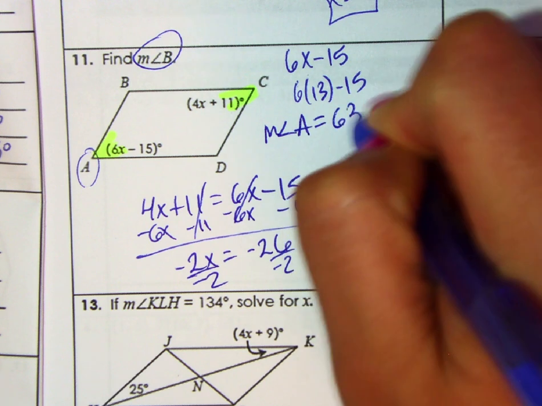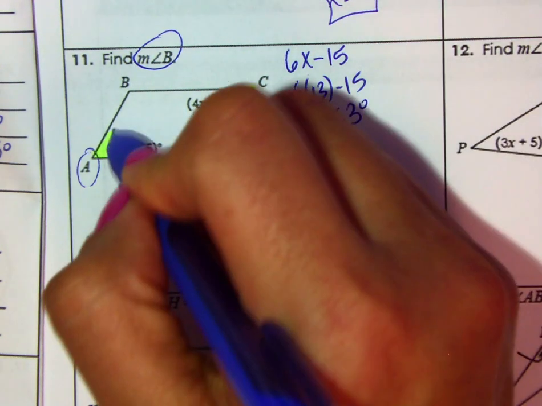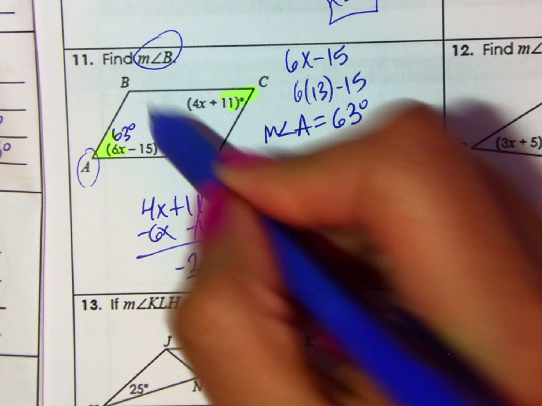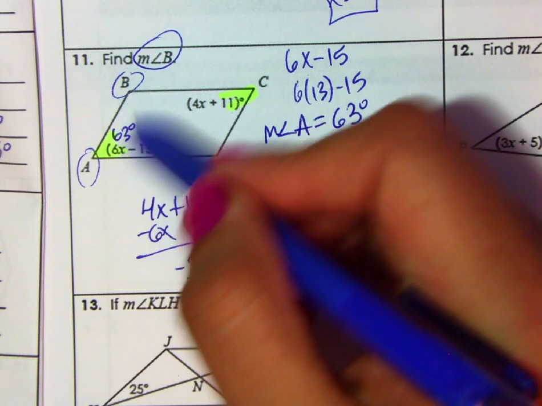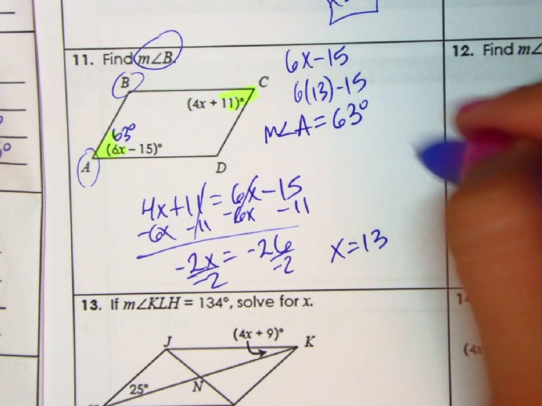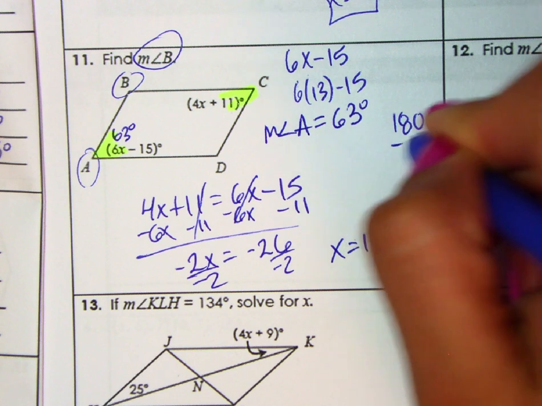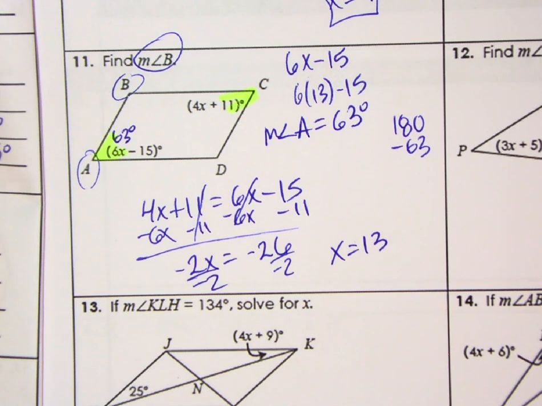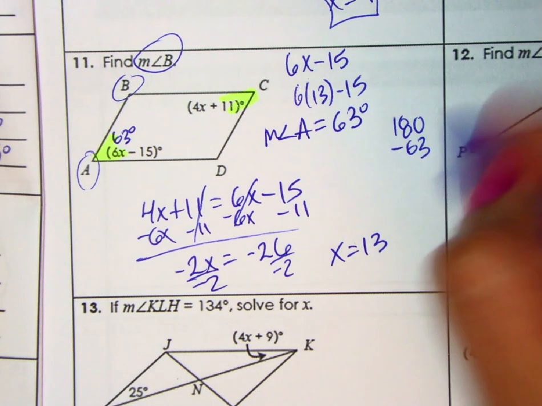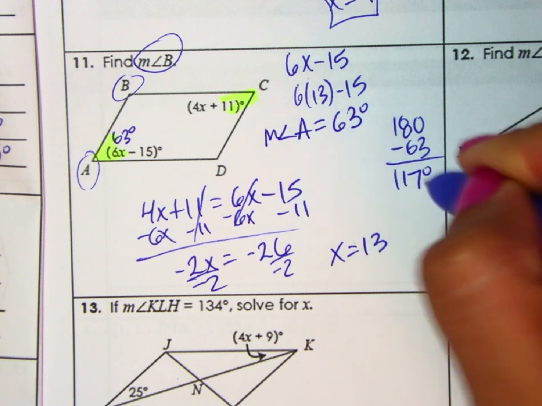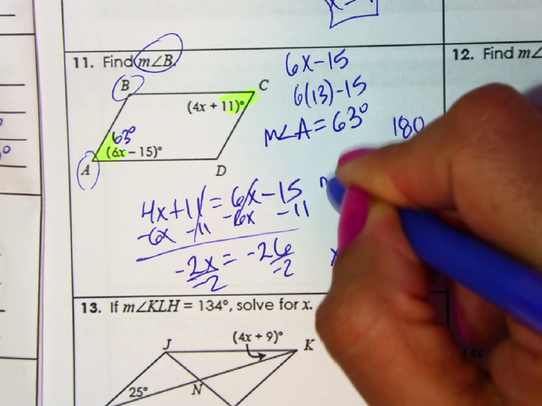is 63 degrees. And if this is 63 degrees, remember that consecutive angles are supplementary. So we do 180 minus 63. And that's 117 degrees for the measure of angle B.